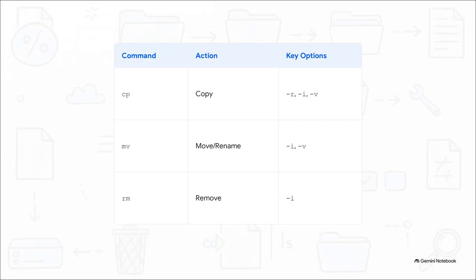This chart lays out our primary manipulation tools. cp handles copying, rm is for removal, and mv takes care of moving and renaming. Yep, in Linux, moving a file and renaming a file are actually the exact same operation. Also, pay close attention to those options on the right. The -i stands for interactive. Think of it as a mandatory "Are you sure?" pause, which is great for beginners. And -v is for verbose. It just tells the system to talk back to you and confirm exactly what it just successfully did.